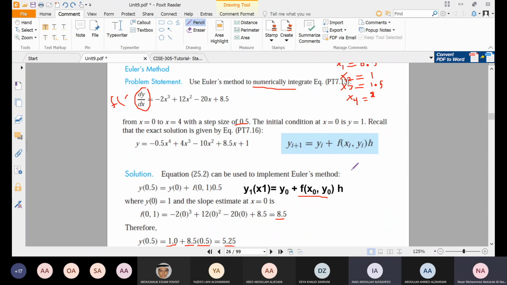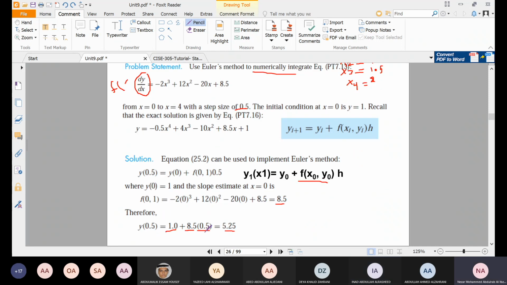How do we solve it directly? You mean we apply integration only? No, we substitute y0 in the formula and I get the answer. Yes, this is the formula. You can substitute directly here.